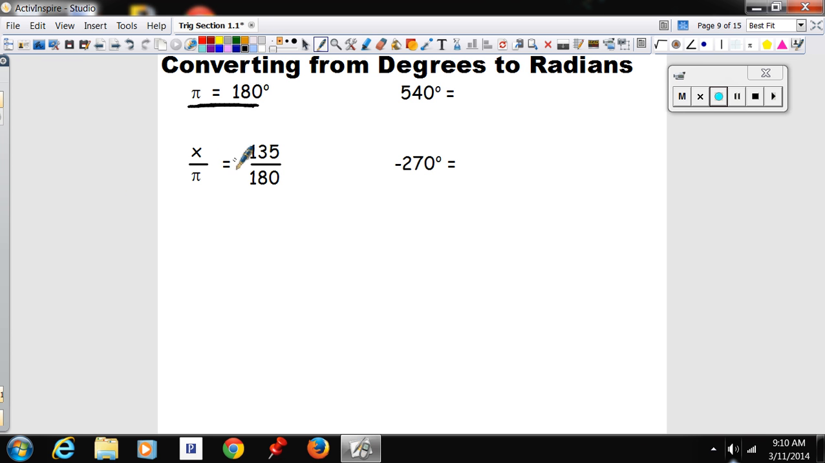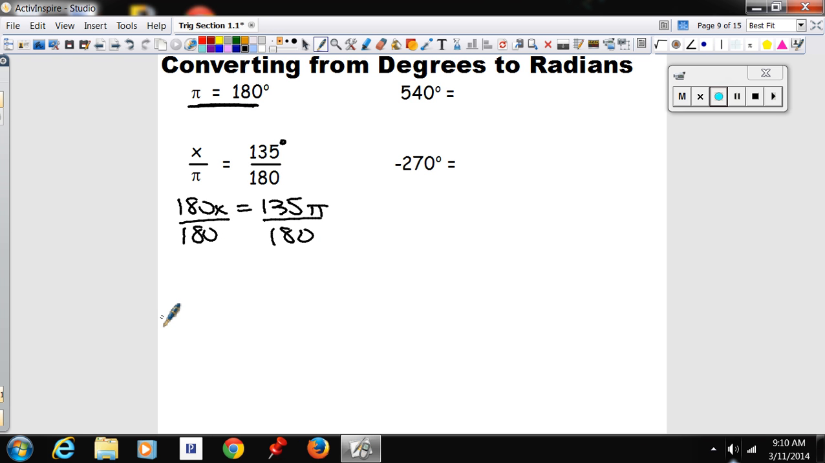So if I wanted to find out what 135 degrees was, right here, I could set up a proportion. I could put x over pi. How many radians out of pi radians would 135 out of 180 be? And I could set up a proportion for it. Now that's the long way to do it. I'm going to show you what the shortcut is by what I'm going to do when I solve this. When I solve this, I'm going to get 180 times x, and I'm going to get 135 times pi. And then I'm going to divide by 180.